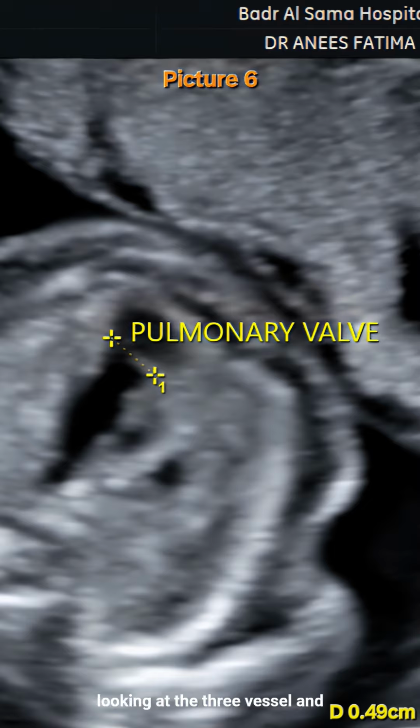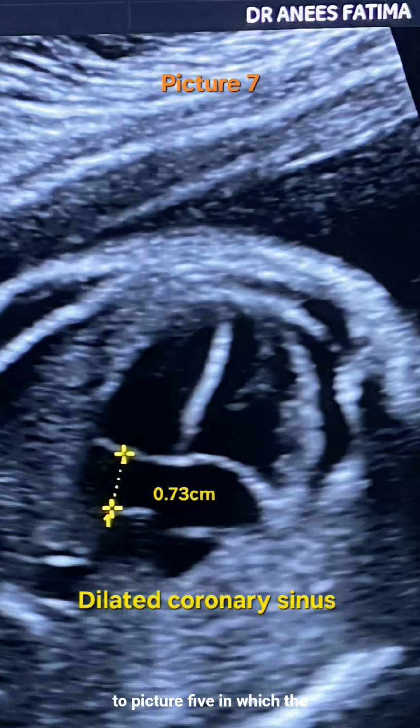It is by looking at the 3-vessel and 3-vessel trachea view. In picture 6, you can see that the pulmonary artery is 4.9 mm compared to picture 5, in which the aorta in the 3-vessel trachea view is very narrow.